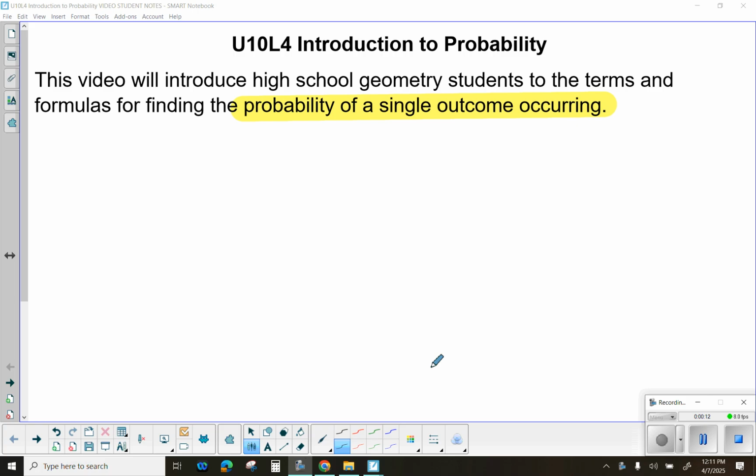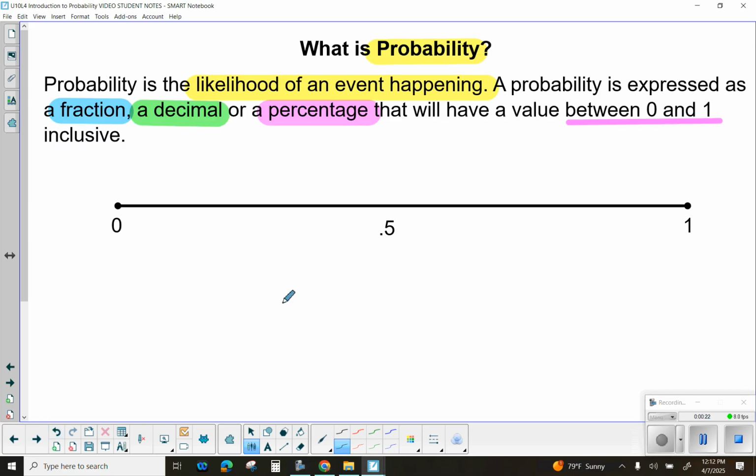So what is probability? Probability is the chance of something you want to happen. Okay? So let's take a look here at this definition. What is probability? Probability is the likelihood of something happening. Okay, well, what does that mean? Well, what you do is you take the chance of what you want and compare it to the chances of everything else that could have happened.